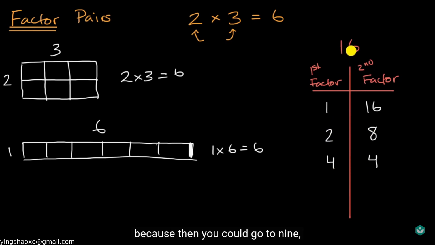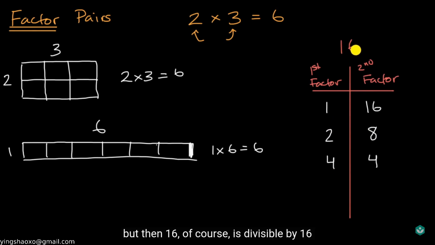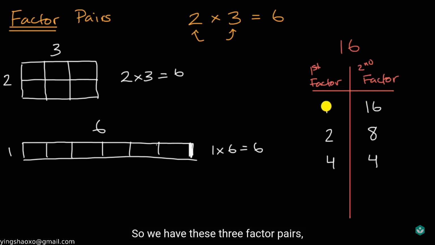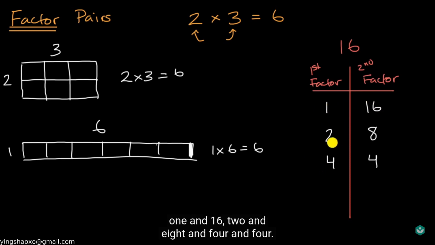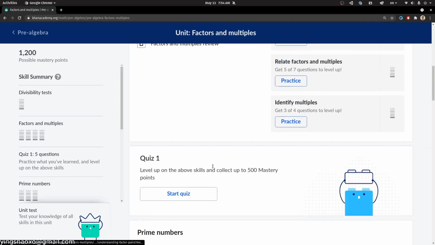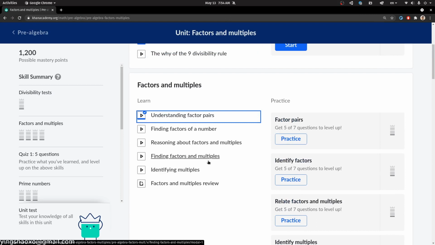Because then you could go to 9. 9 doesn't go into it. 10, 11, 12, 13, 14, 15. But then 16, of course, is divisible by 16. But we've already written that here in this factor pair. So we have these three factor pairs: 1 and 16, 2 and 8, and 4 and 4. Okay, that's how they define the factor. It's just two numbers which can be multiplied to a certain number.